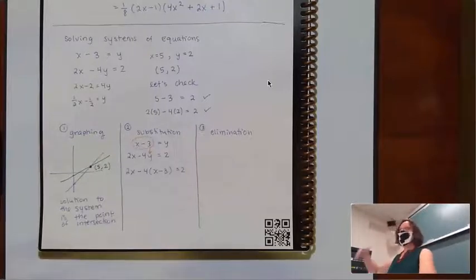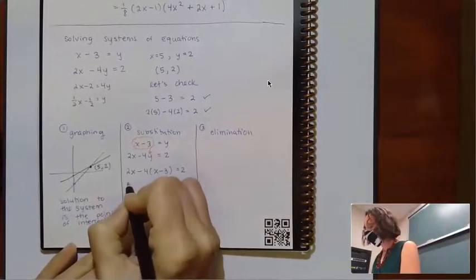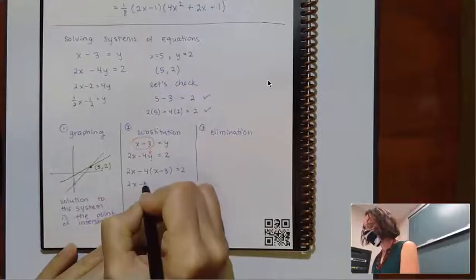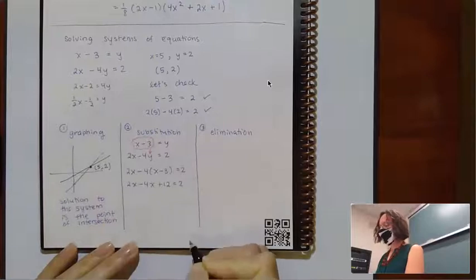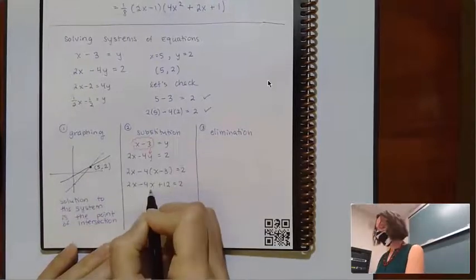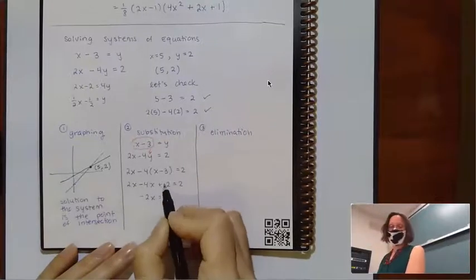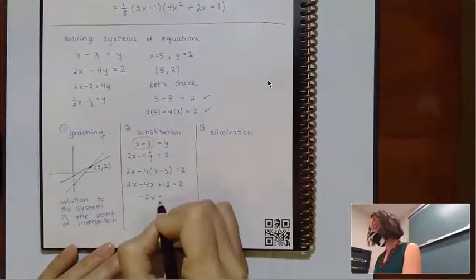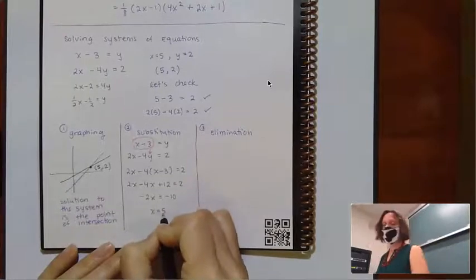Now we're using our chapter 1 skills to solve this thing. So I'm going to distribute the -4 out so that I've got 2x - 4x + 12 is equal to 2. I'll combine my like terms. I've got -2x, subtracting 12 from both sides. I've got -10, and I'm going to get x is equal to positive 5.